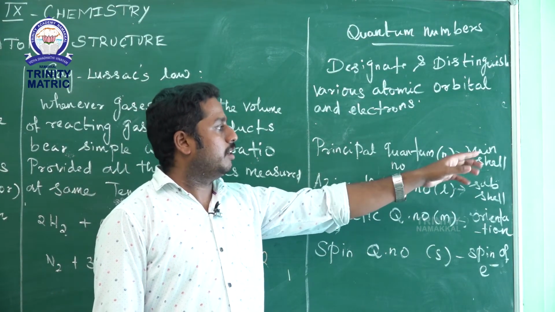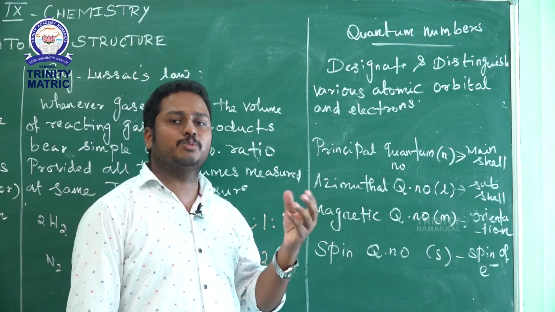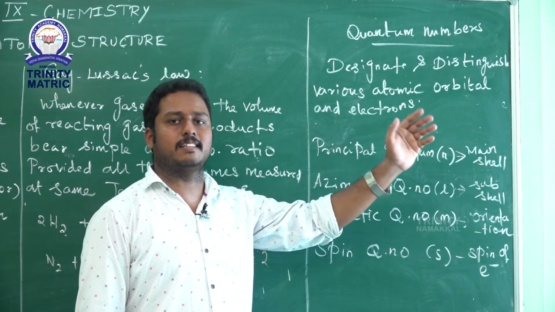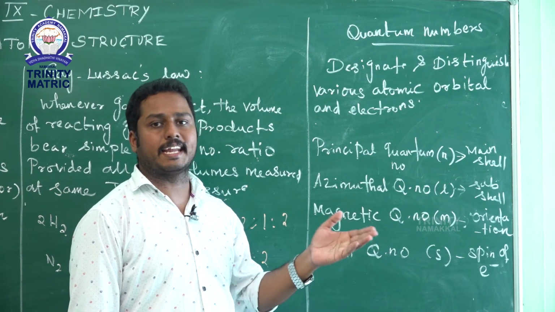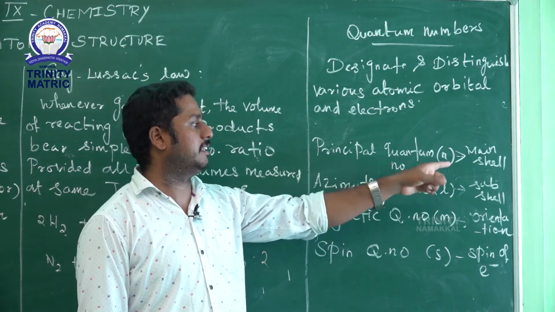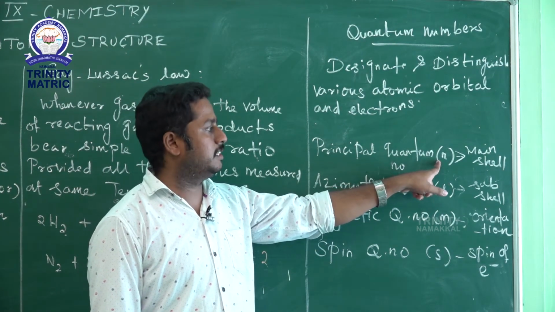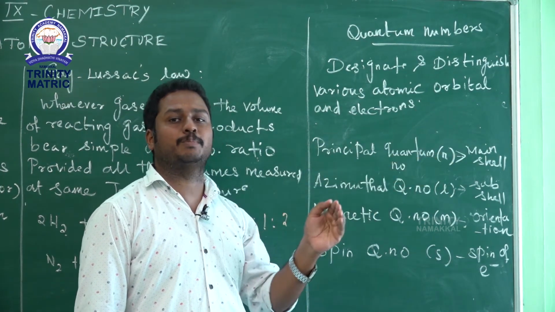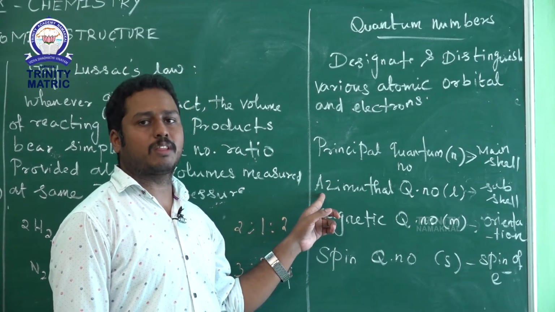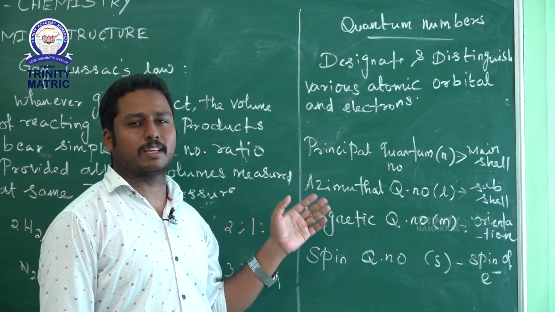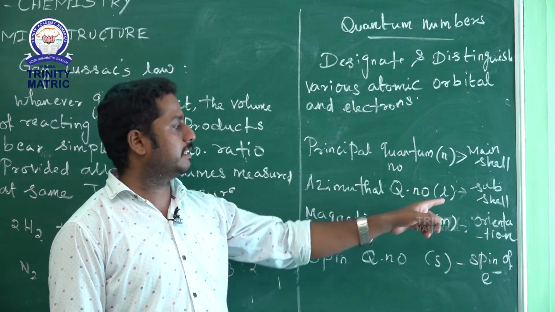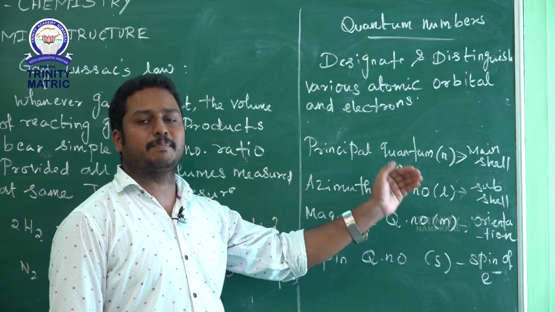The principal quantum number describes the arrangement of the main shells in the atom, like K, L, M, N, and is labeled with the symbol n. The next one is the azimuthal quantum number, otherwise known as the subsidiary quantum number. It is labeled as l, and it describes the subshells.